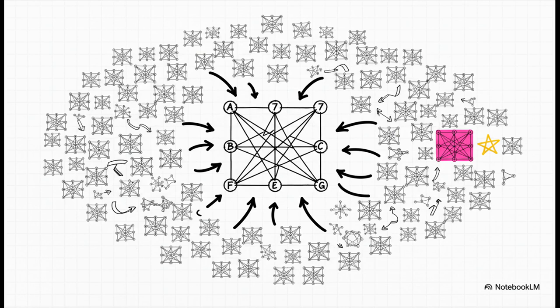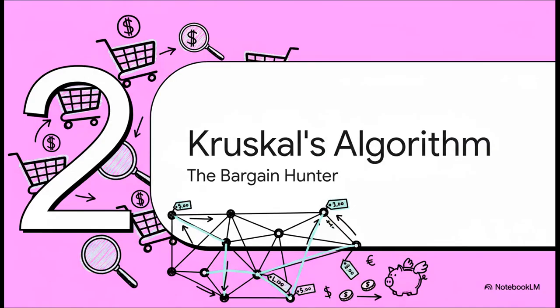So how do we actually find this thing? I mean, you can't just guess, right? For a network with just 10 cities, there are over 100 million possible spanning trees. There's no way you're going to find the cheapest one by trial and error. Thankfully, computer scientists have come up with some brilliant and actually pretty simple ways to find the perfect MST every time. Our first method is called Kruskal's algorithm, and I love this one.